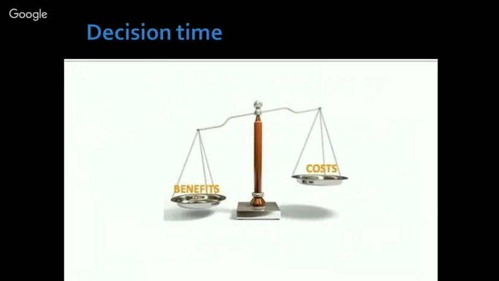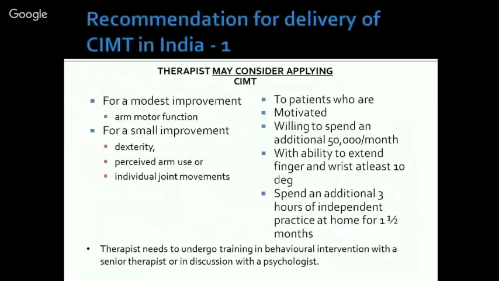So now it's decision time. I hope all of you have been waiting for a very long time to come to the ultimate verdict. Should I apply or should I not apply? So on evaluating the quality of evidence, the benefits, and the costs of it, the recommendation we would like to give is, there are going to be 2 recommendations. Recommendation 1 is, as therapists in India, we may consider applying CIMT for a modest improvement in arm motor function and for a small improvement in dexterity, perceived arm use, or individual joint movements.